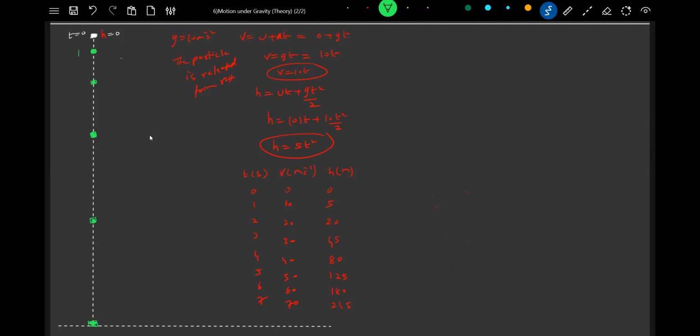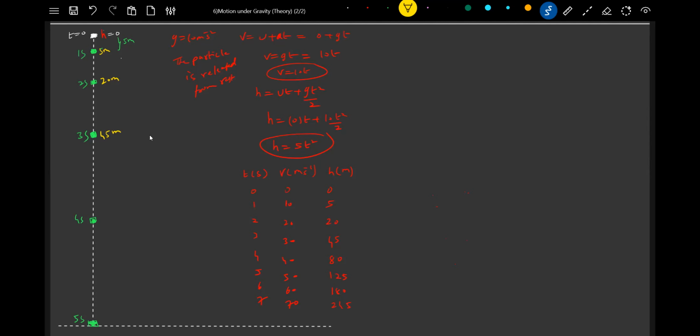These are the instants of time: 1 second, 2 seconds, 3 seconds, 4 seconds, 5 seconds. Then what is the height? It will descend here, 5 meters. Whatever the positions, I will write 5 meters. Just make some observation. This position will be 20 meters. This position will be 45 meters.